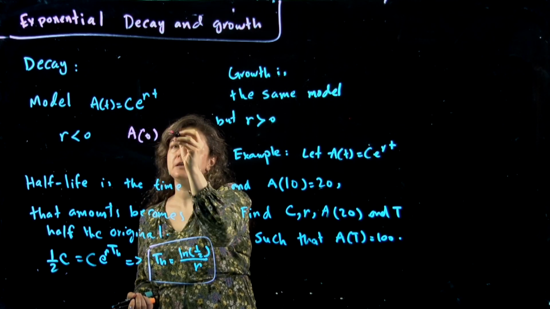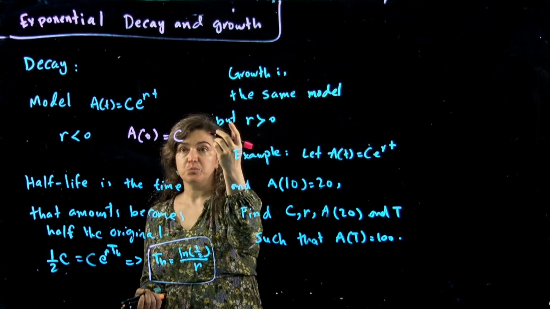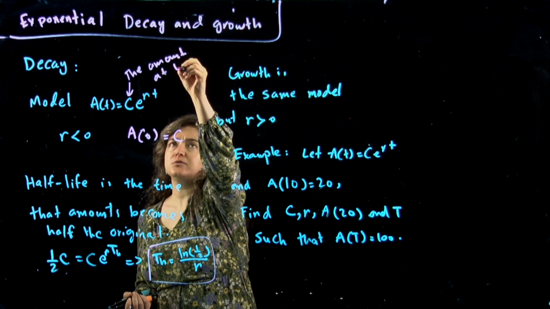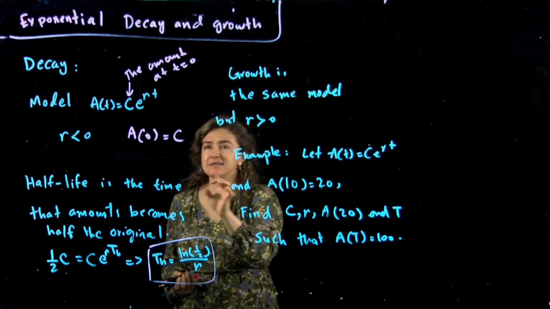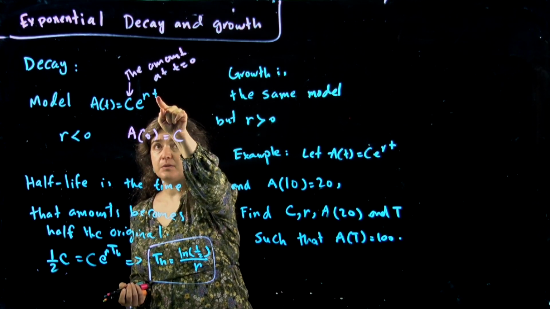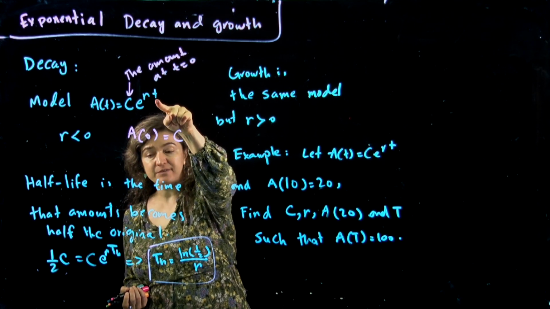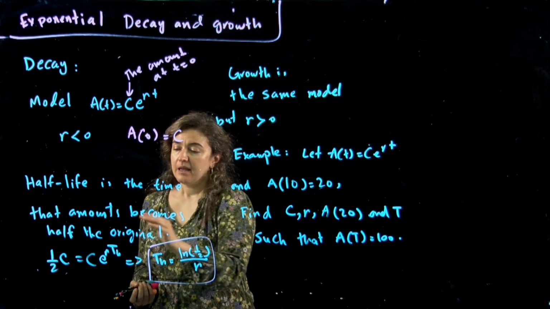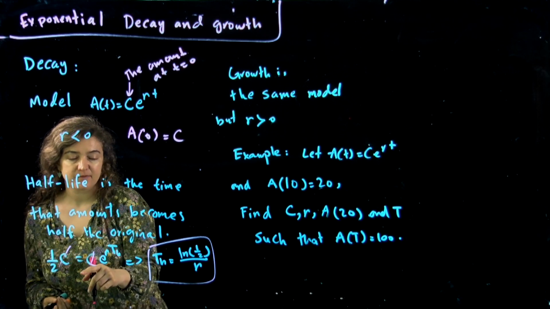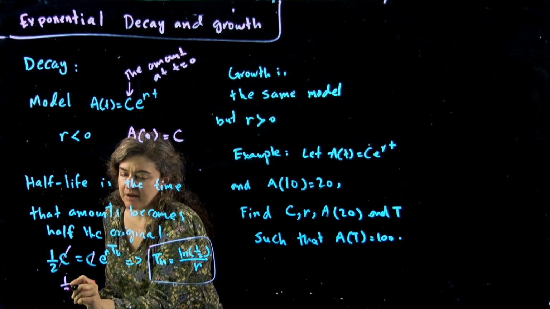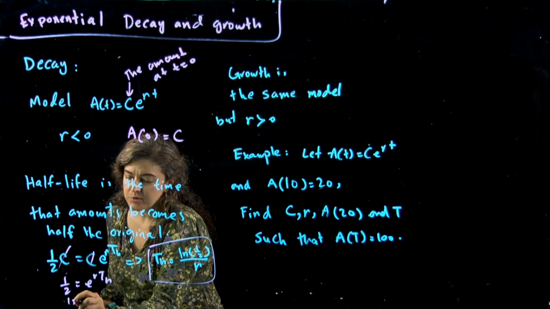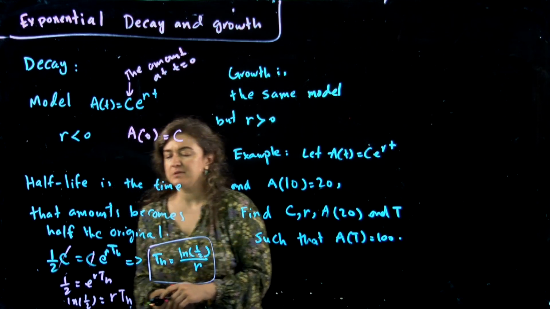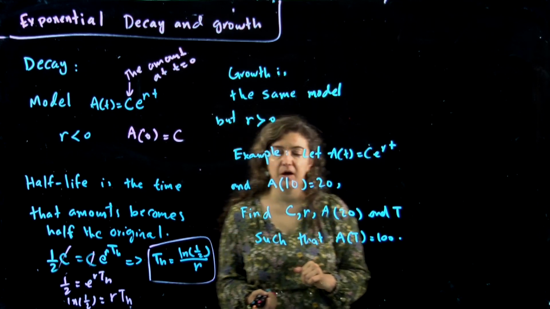So a of 0, if I plug in here, I get c times e to the power 0, which is 1. So a of 0 is always the amount at t equal to 0. Now, if I plug into the equation the half-life time, that would be c e to the power r t sub h, and the output should be 1/2 of c. If I solve this, c simplifies from both sides, and I have 1/2 equal to e to the power r t sub h. Take the ln of both sides: ln of 1/2 is equal to ln of e to the power r t sub h, which simplifies because they are inverse functions, to r times t sub h. So t sub h is ln of 1/2 divided by r.